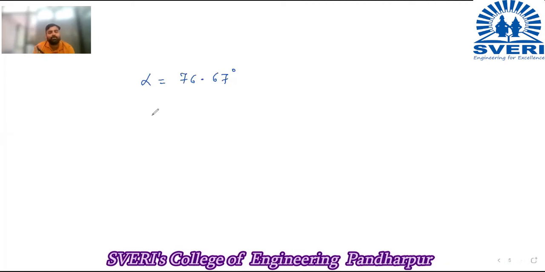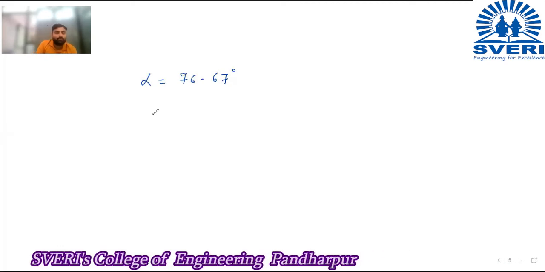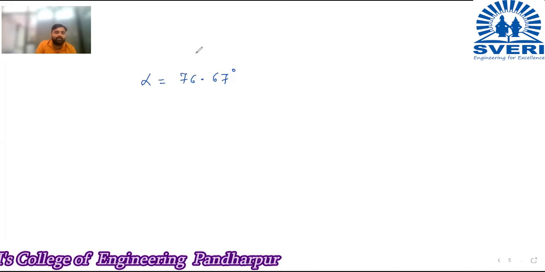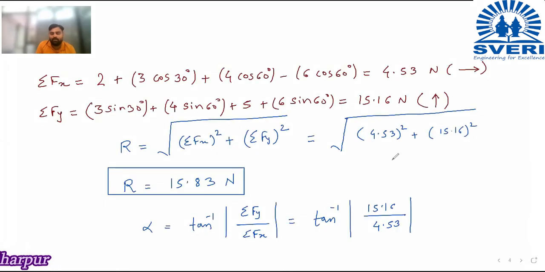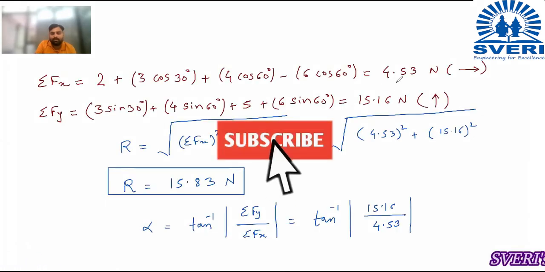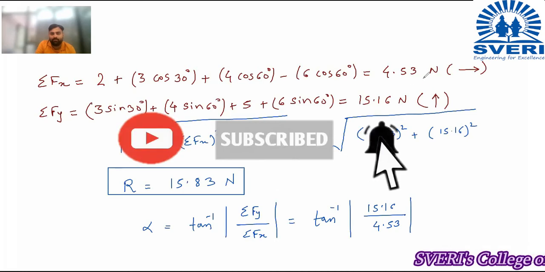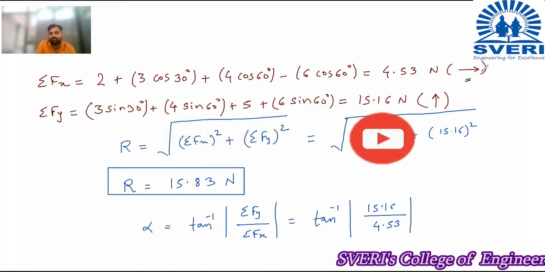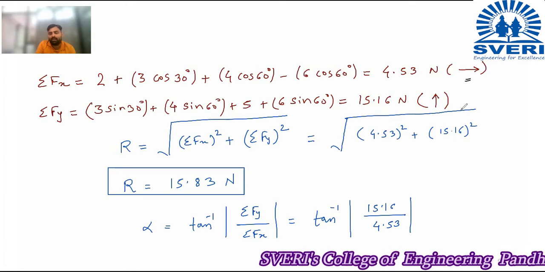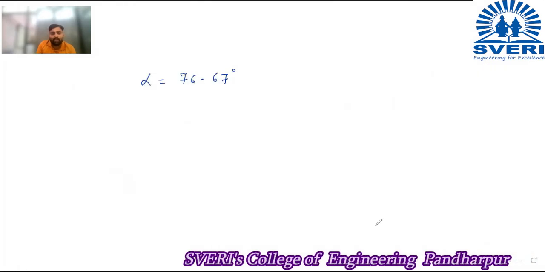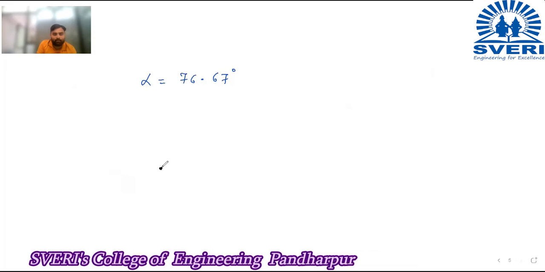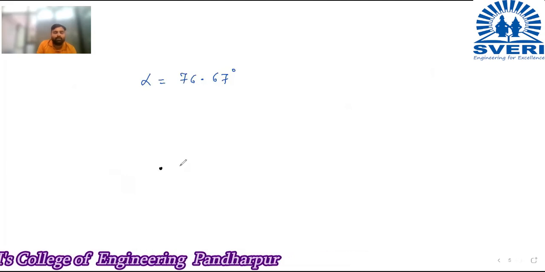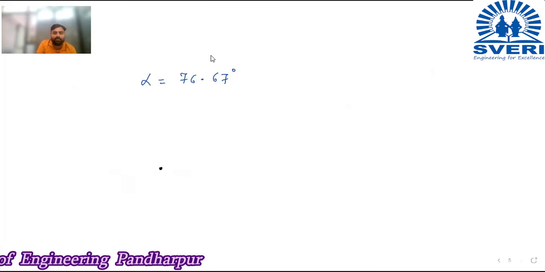So after the calculation of alpha, now we know the direction and the magnitude of the resultant. Now we will draw the diagram. Here you can see summation fx is 4.53 Newton, but its direction is towards right. So arbitrarily, I will choose any point, and from here I will plot summation fx first.